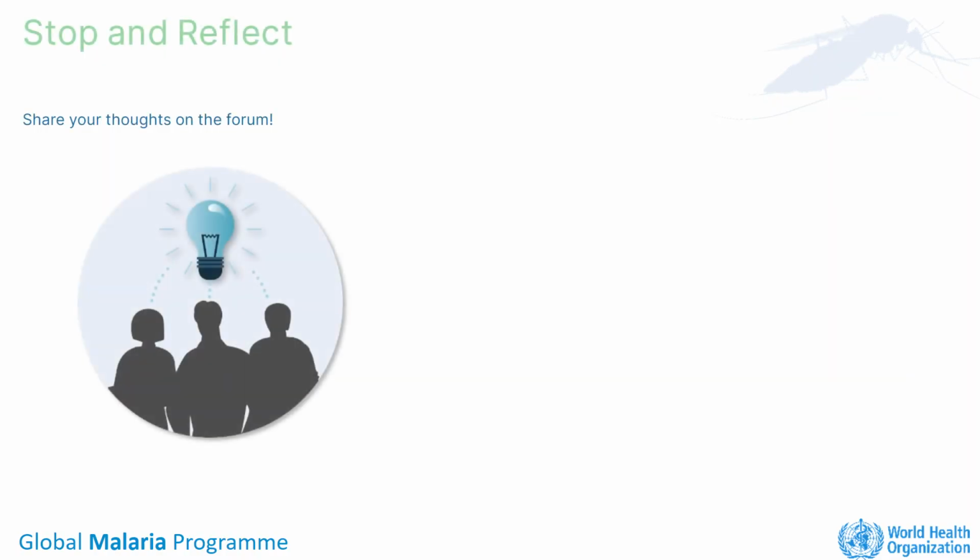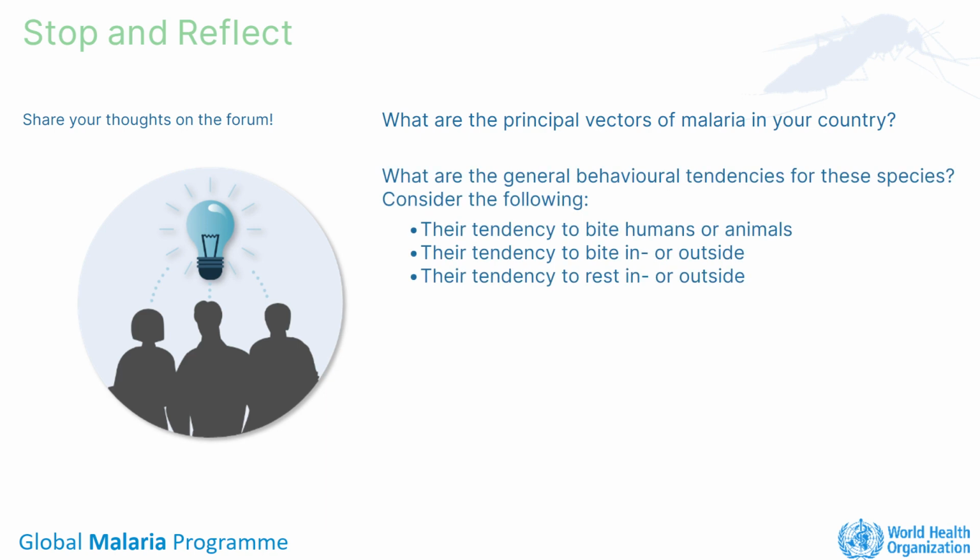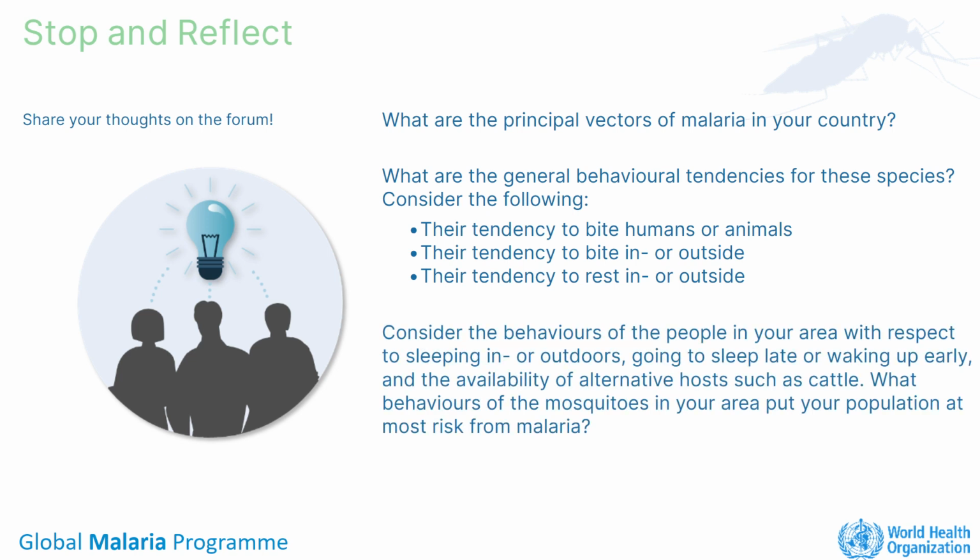Please break into small groups based on your country or region of origin. Use these questions to consider the principal malaria vectors in your country and identify their behavioral tendencies. Next, consider the behaviors and activities of the people living in your area. What behaviors of the mosquito vectors in your area are likely to put people most at risk for malaria?